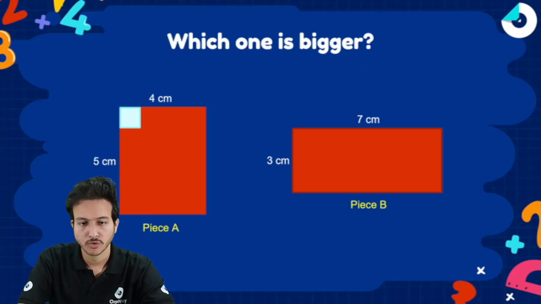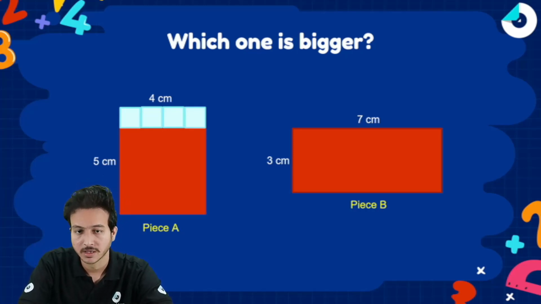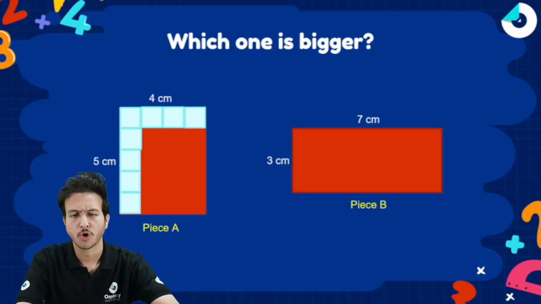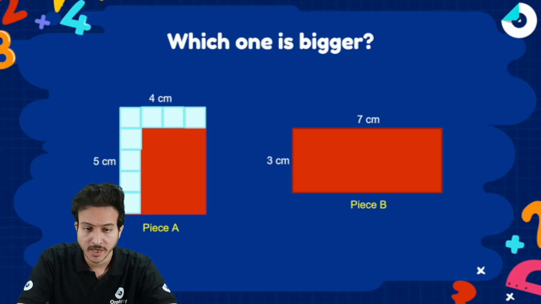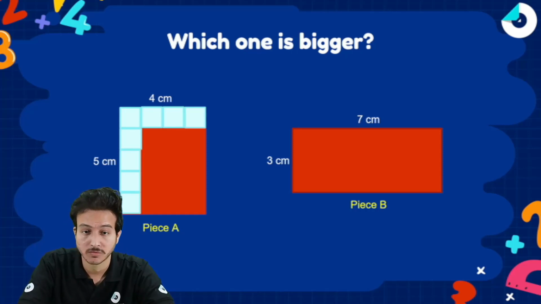So I started doing that for piece A. I put one along the row and another along the columns. So I have started putting squares along the row and along the columns. I have covered one row and one column completely, but we need to find the complete area, so we have to cover the entire piece.